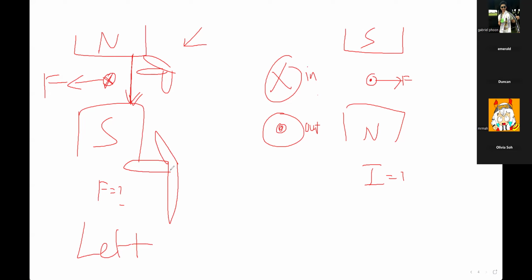Oh, okay. Wait, Duncan, you didn't get this one. So the first one is like point to the left. After that, what? You start off with point to the left. Bloody hell, are you paying attention? So the thumb points to the left. Yeah, so that means the force is going to the left. Yes.